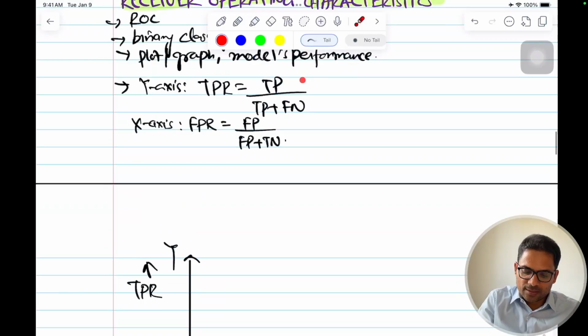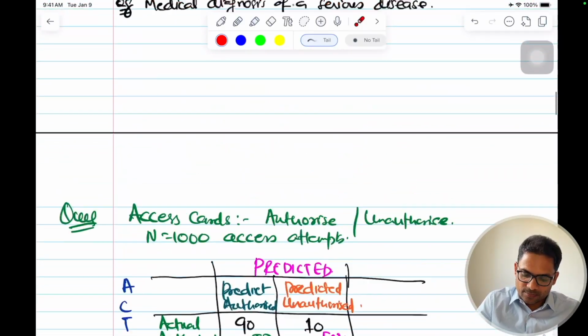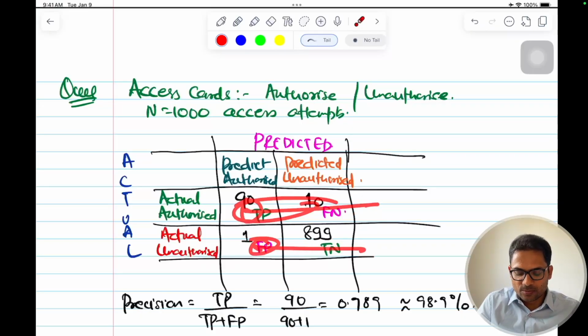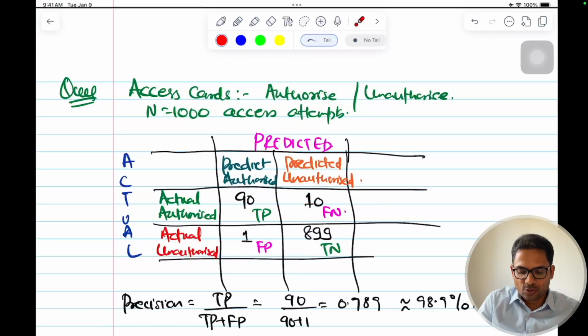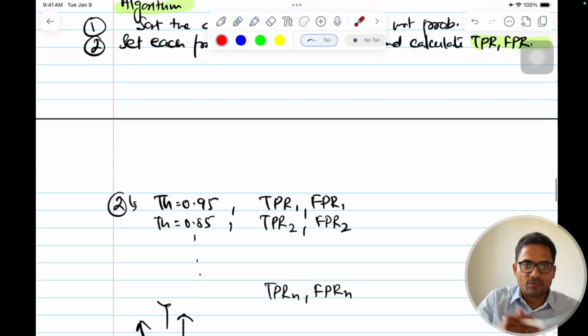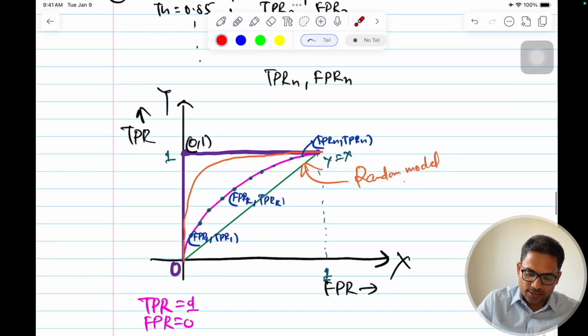So the true positive rate is coming from here, and the false positive rate is coming from here. True positive divided by total actual positives is the true positive rate, and false positive divided by total actual negatives is the false positive rate. So we plot this on the x-axis, this on the y-axis, and the final curve that we get for various thresholds is called your ROC.